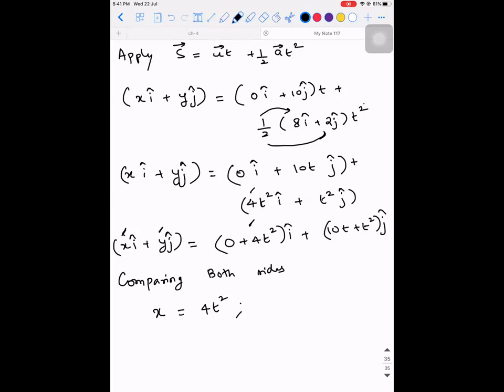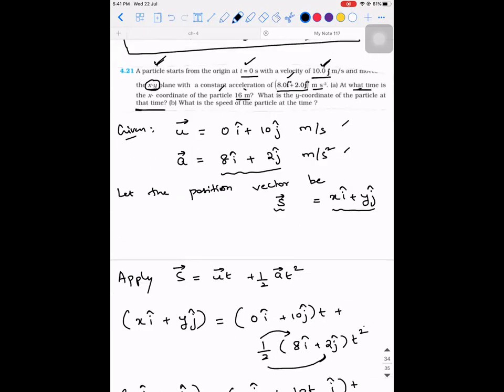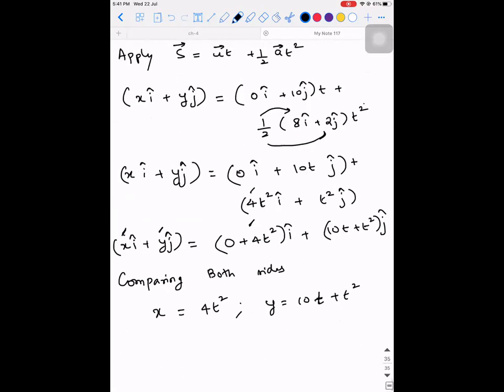The 10t coefficient plus 10t plus t square. 10t plus t square. Right. Now what have they asked in the question? Observe. What is the time at which the x coordinate of the particle is 16 meter? So what should I substitute in the place of x? So x is 16.